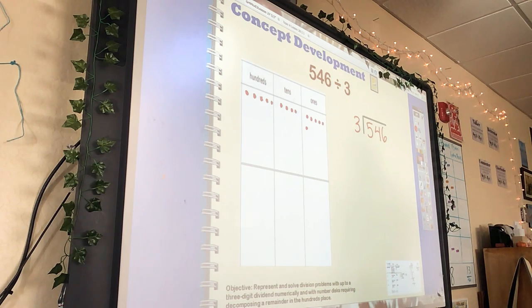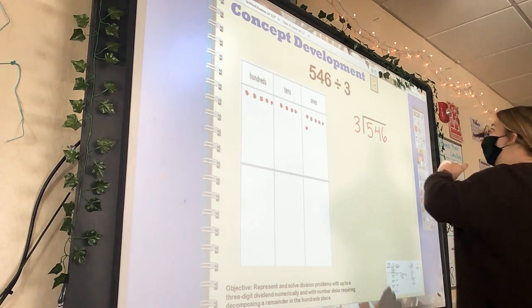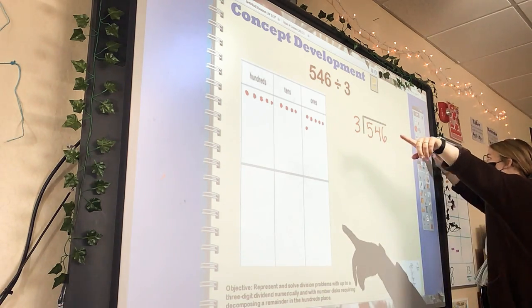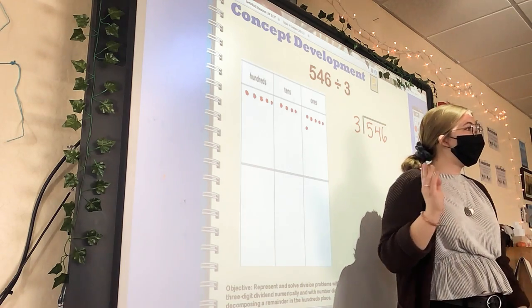Okay, so writing utensils are down. We're just looking up here. You guys are going to watch me and make sure I'm doing it right. I was walking around and you guys are on it. You know what you're doing. Awesome. So make sure I'm doing it right. I'm going to start with the place value chart. You guys good?